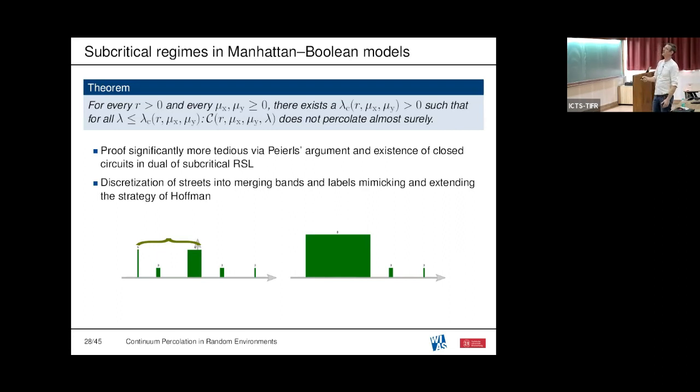In one picture, the main idea is that you can somehow merge streets to bands and labels, and then in the limiting model one can show these things.